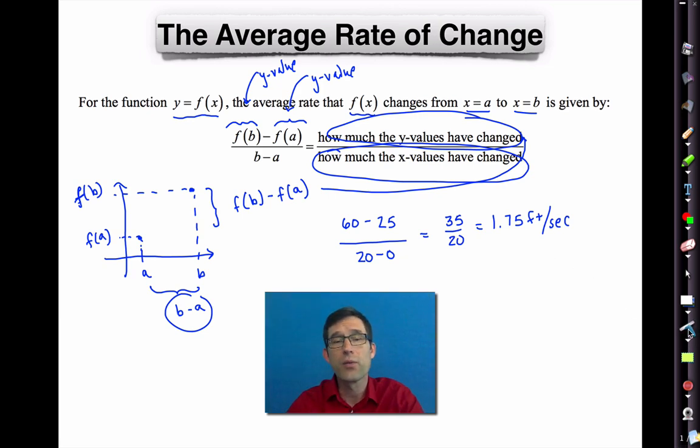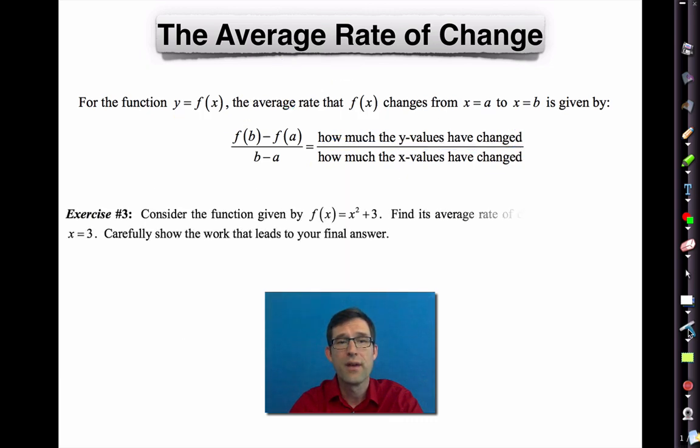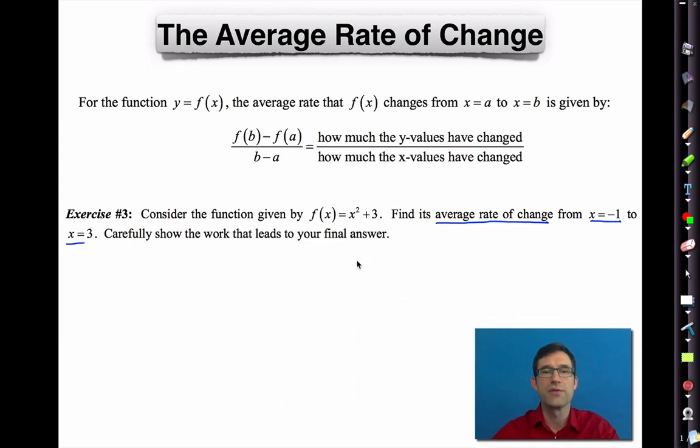Now I'm going to clear this out. We're going to do an exercise still on this page so that formula is just sitting in front of us. So copy down anything you need to before I bring up the next exercise. All right, it's gone. So exercise 3 says consider the function given by f of x equals x squared, x times x, plus 3. Find its average rate of change from x equals -1 to x equals 3. Carefully show your work that leads to your final answer.